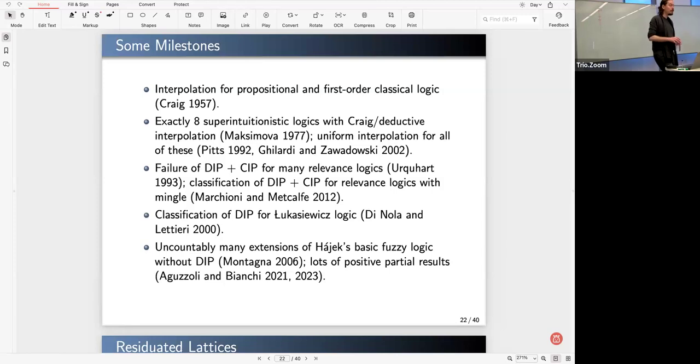Interpolation, I think everyone knows, goes back to Craig, who was working on interpolation for classical logic in the 50s. Perhaps from the substructural point of view, this started to take off in Maksimova's work in the 1970s about superintuitionistic logics, extensions of intuitionistic logic. She showed, among other things, that there are exactly 8 superintuitionistic logics that have Craig interpolation. It's equivalent to deductive interpolation in that context. Later on, Gabbay and Pitts and other people discussed uniform interpolation in superintuitionistic logics.